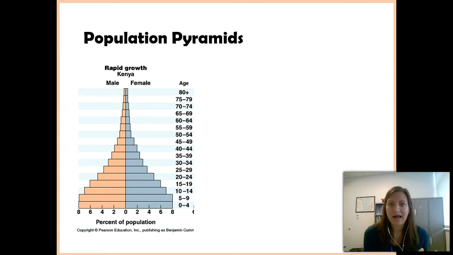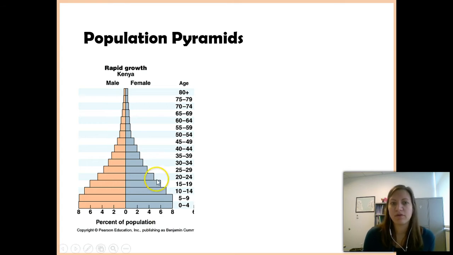So that's one kind of example population pyramid. And I'll show you three more that show you different shapes of population pyramids and what they can tell us about that population. So here's a population pyramid of Kenya, one of the countries in Africa that experiences a really high TFR, a really high total fertility rate.